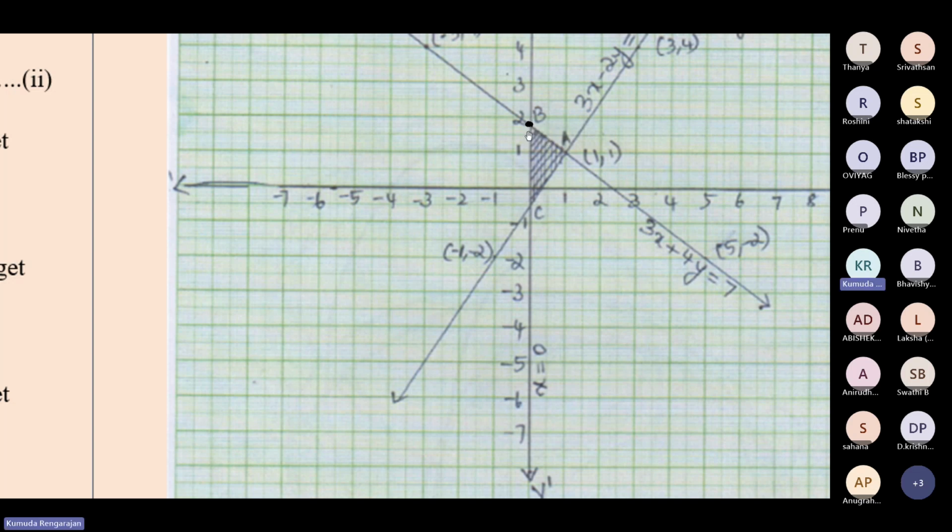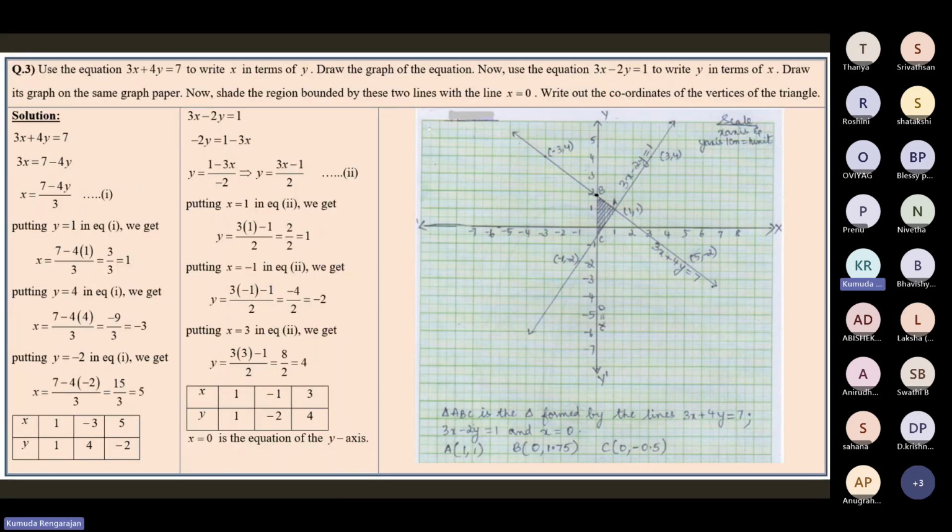So the coordinates of the vertex B can be 0, 1.7 or 1.8, 1.9. Any of these you will get marks. It's not 2. Correct? It's not 0, 2. It's less than 2. Any questions on this, children? No, ma'am. Okay.